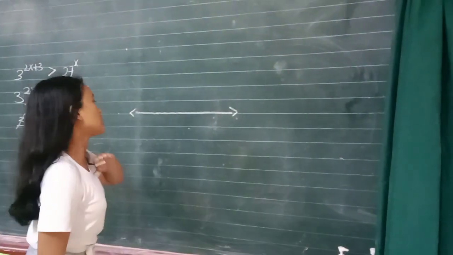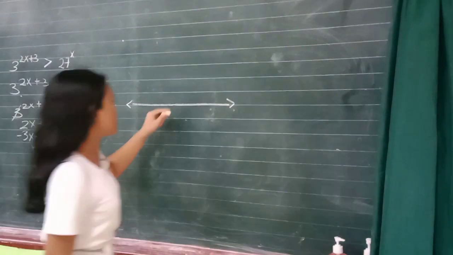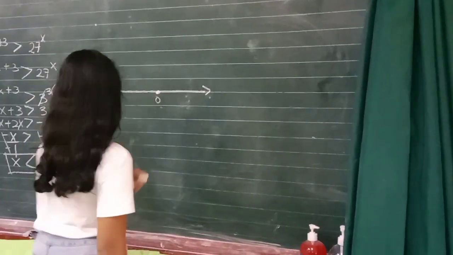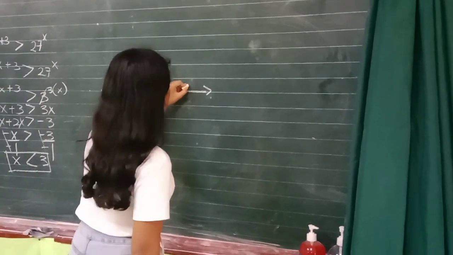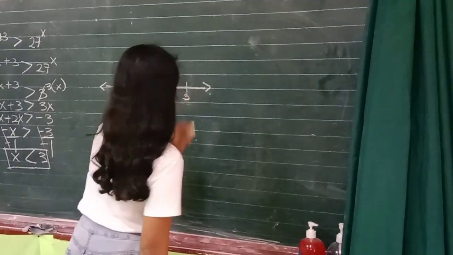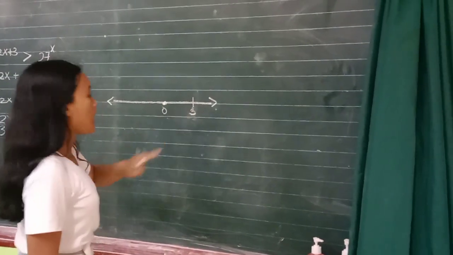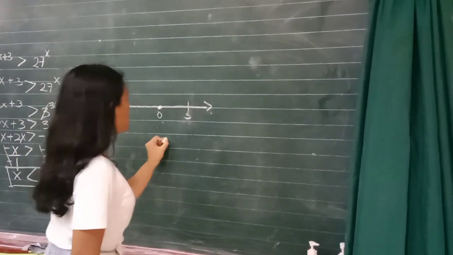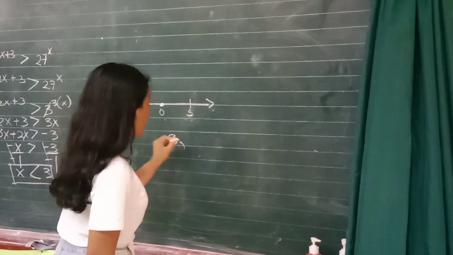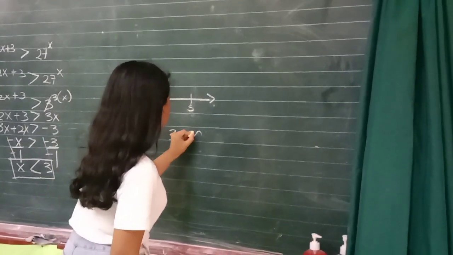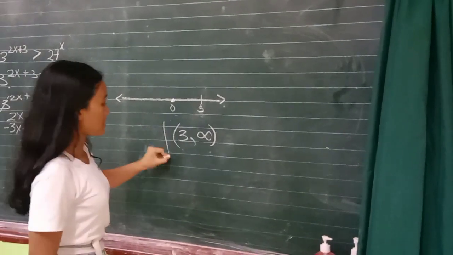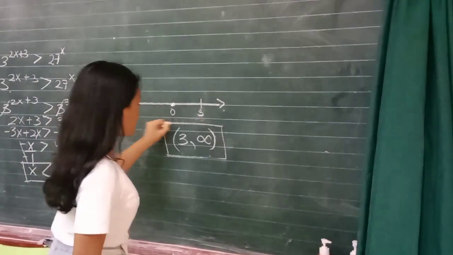Now, we locate it on the number line. Here is 0, and here we place 3. So, this is our line. The interval is 3 and positive infinity. 3 and positive infinity.